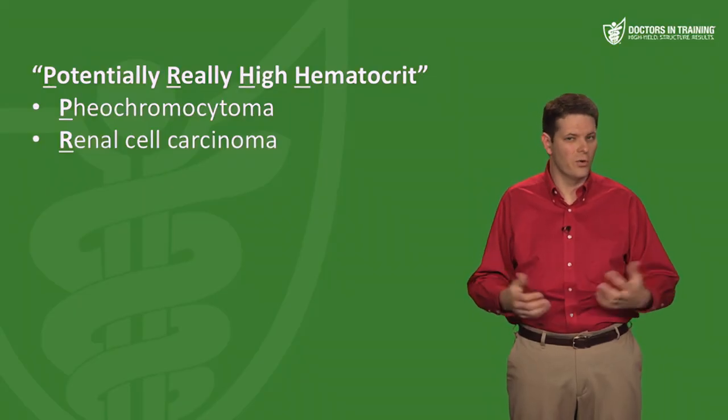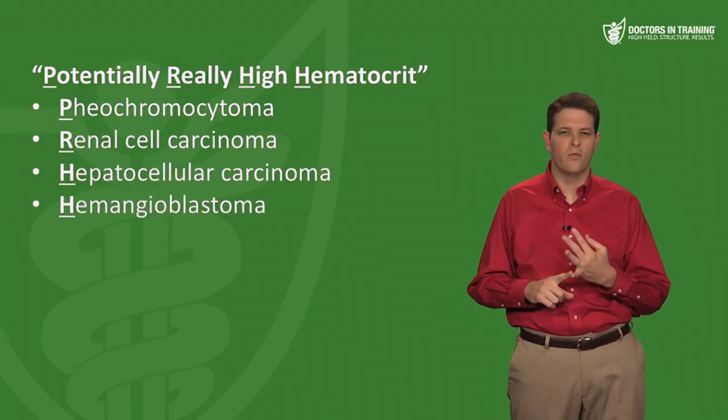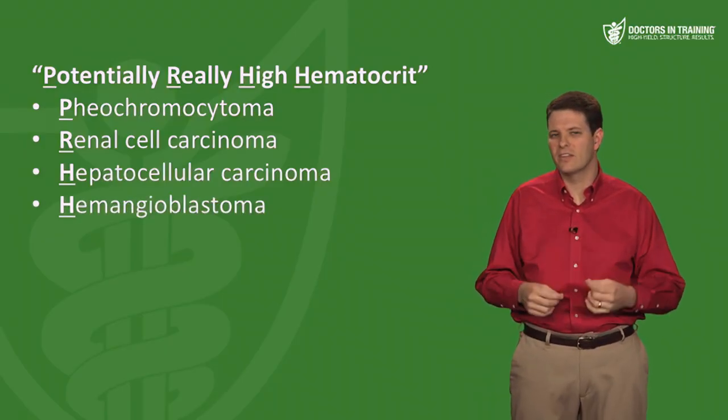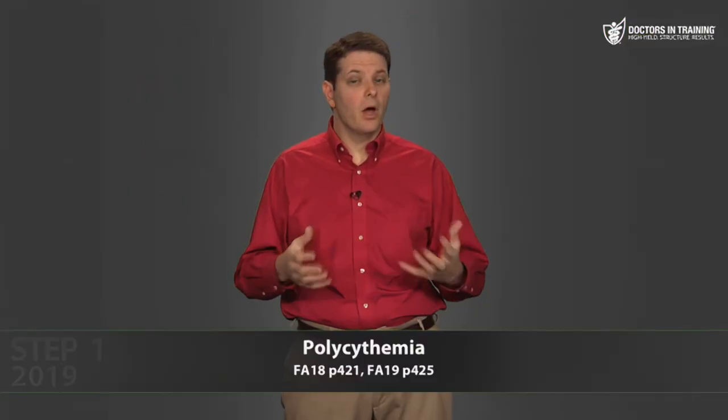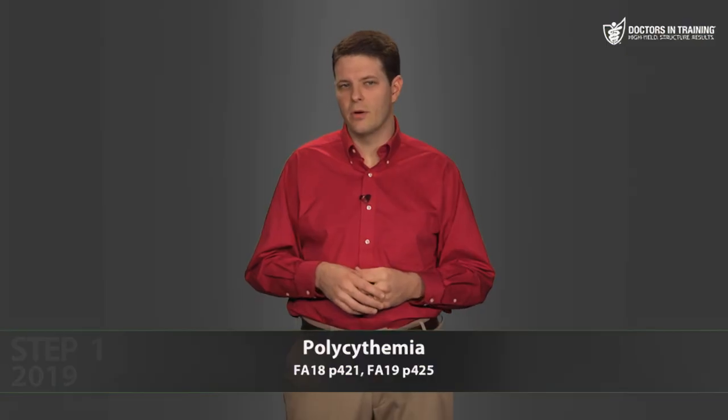They're just doing it out of control now. Then the H in high is for hepatocellular carcinoma, and the fourth one is hemangioblastoma, which is a vascular CNS tumor. And it may also be worth knowing that about 60% of trisomy 21 babies have polycythemia at birth.